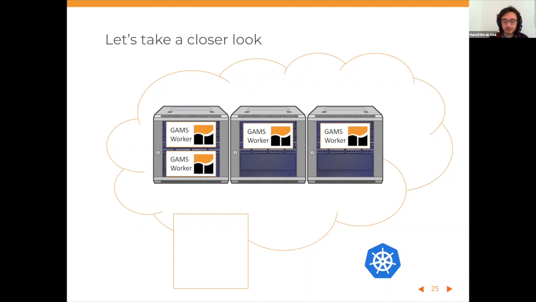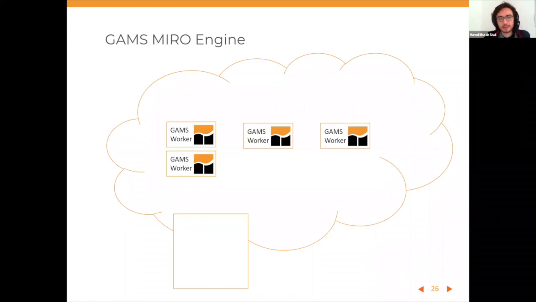And we are heavily using Kubernetes, which means that you can scale up and down. When there's more demand, you can just get new servers. And when you don't need those servers, you can just free them thanks to Kubernetes technology. And this here is what GAMS MIRO Engine is in a nutshell.